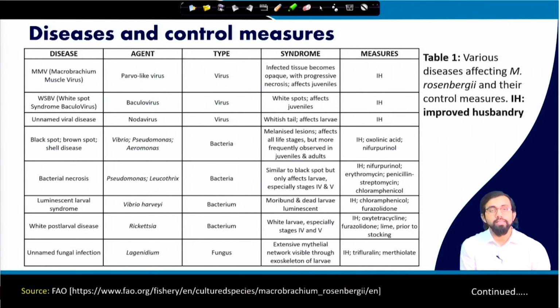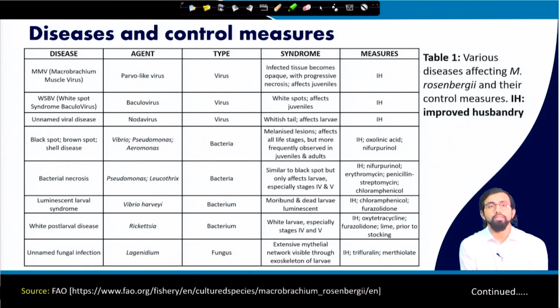Okay, so what are the diseases that can normally happen in the case of the freshwater prawn Macrobrachium rosenbergii, and what are the troubleshooting measures that we can take? So this is the chart. It's taken from the FAO's standard procedures, which are experienced all over the world. People are using this chart all over the world.